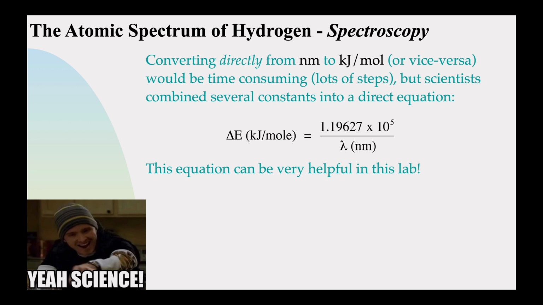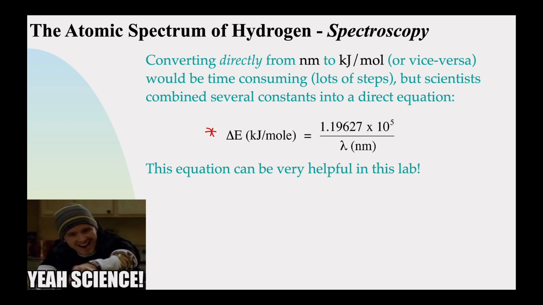If you go directly from a nanometer wavelength to an energy in kilojoules per mole, there's actually quite a few steps. However, because this is a fairly common kind of field, scientists combined a whole bunch of constants to create this little equation right here. Delta E in kilojoules per mole equals that weird 1.19627 times 10 to the 5th divided by the wavelength in nanometers. So if you have a wavelength in nanometers, you can take the 10 to the 5th number and divide it by the wavelength in nanometers to get the energy in kilojoules per mole.